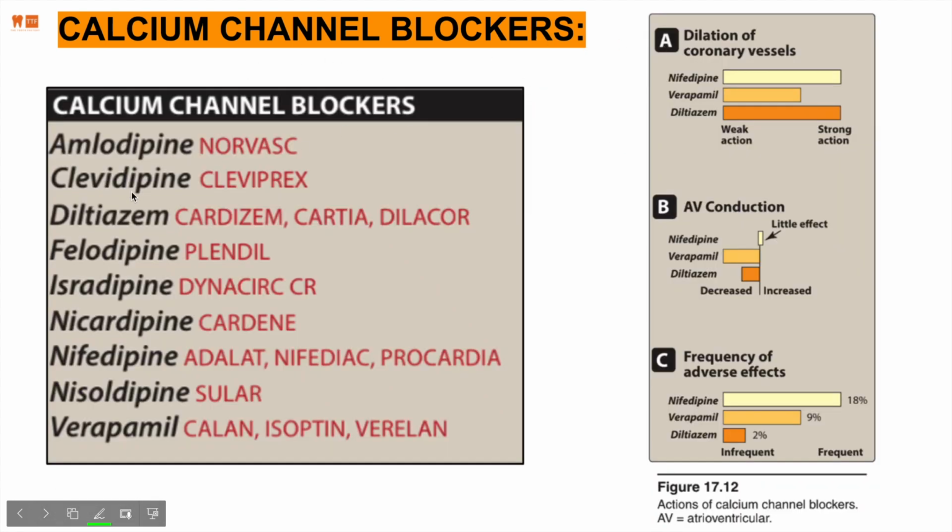So calcium channel blockers with all the dipines, diltiazem, other dipines, and verapamil have different effects. So dilation of coronary vessels, nifedipine and diltiazem have a strong action causing vasodilation. AV conduction, so it's how the heart conducts itself. Nifedipine has nothing to do with it because it has a blood vessel effect. However, verapamil has a huge effect on the conduction of the heart contraction, and diltiazem has less effect on that property of the heart. Frequency of adverse effects, nifedipine highest.